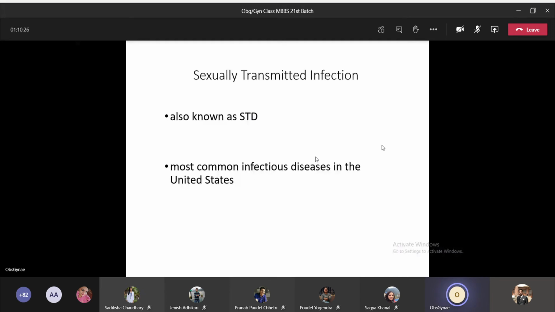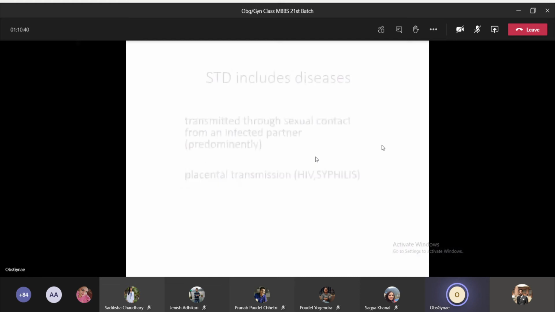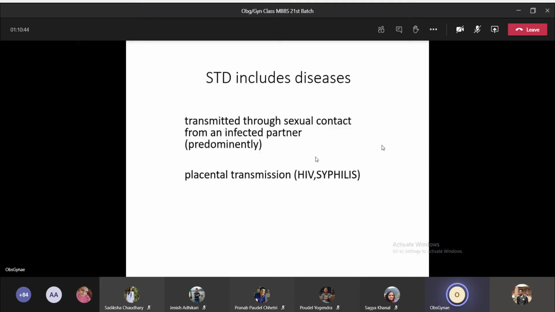So it is also called sexually transmitted diseases. It is the most common infectious disease in the United States. It is also common in developing countries nowadays. It is transmitted predominantly through sexual contact from the infected partner. That is why it is called a sexually transmitted infection.